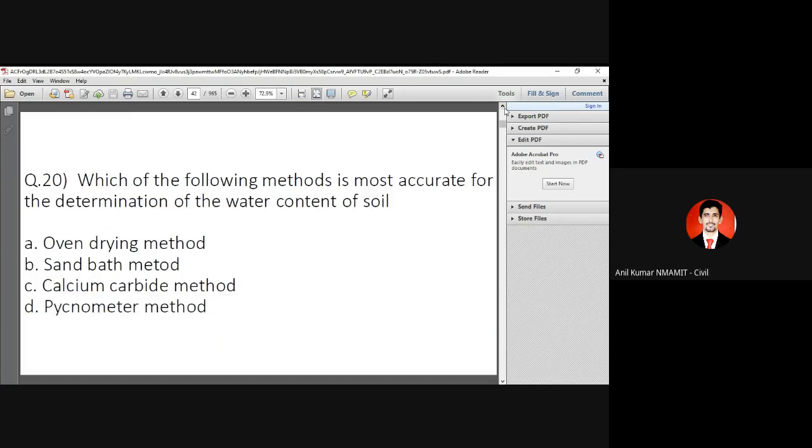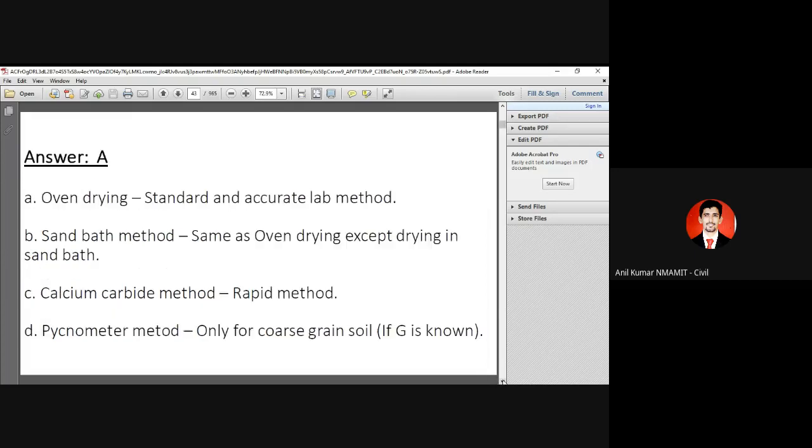That is why the question is: which of the following methods is the most accurate for determining the water content of soil? Therefore, the oven dry method is the most accurate method where I can find out the water content of the given soil sample. Clear? So this is how you have to think and tell. That is how I have given you the explanation.